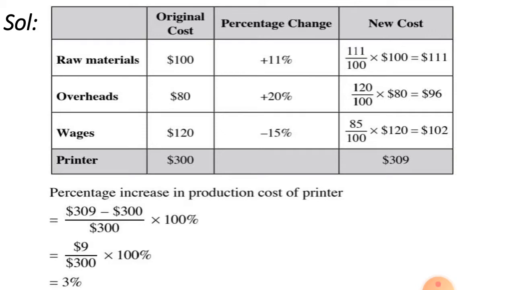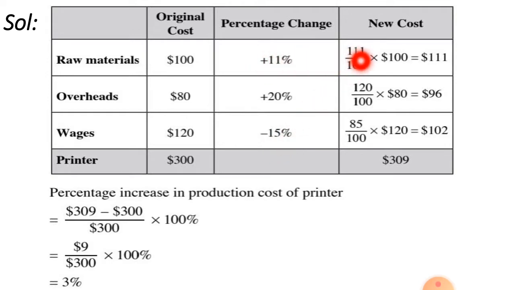For the solution of this question, we need to make a table. You have to draw the same table in your neat notebook as well. The table has raw material, overheads, wages, and painter. The original costs are $100, $80, $120 as given in the question. We add them, it becomes $300. Percentage change is 11%, plus sign because increased, 20% plus sign because it is increased, and 15% minus because it was decreased.